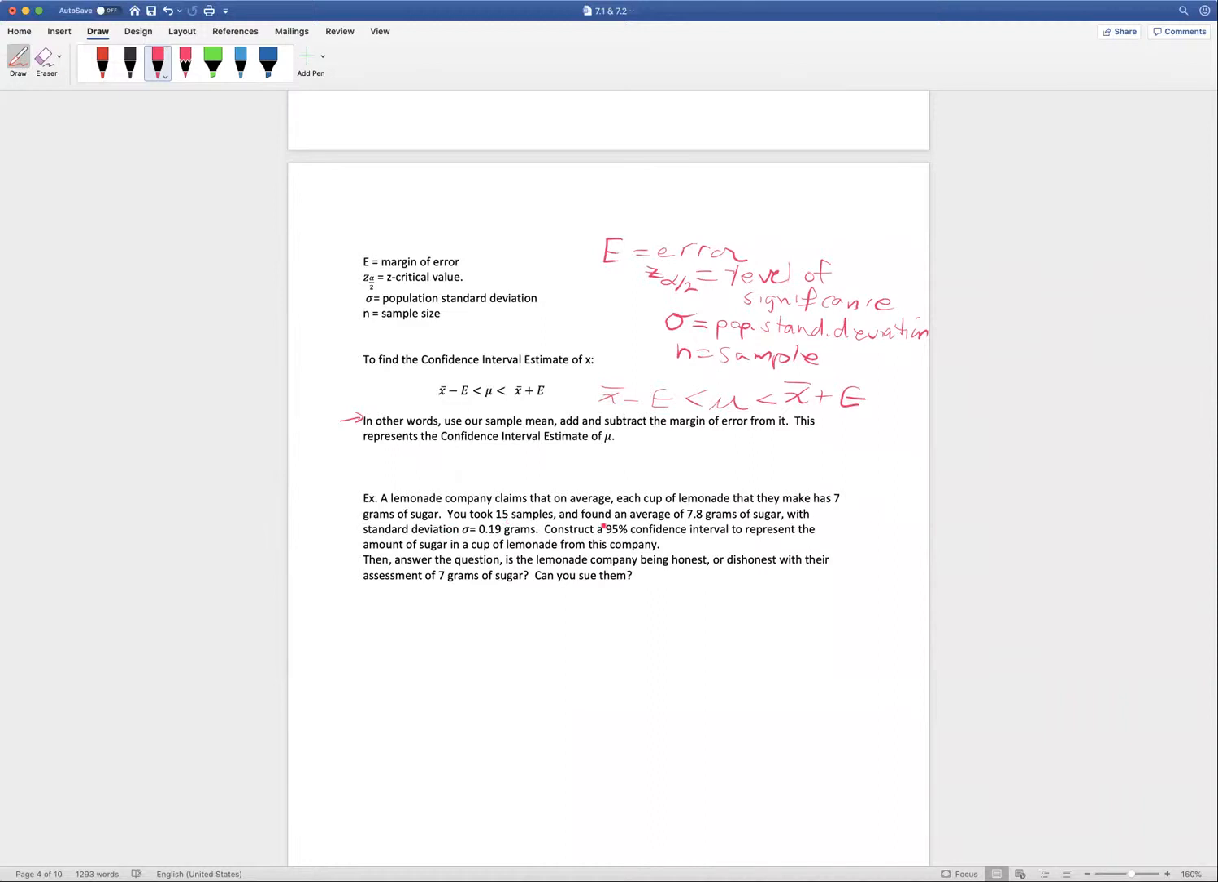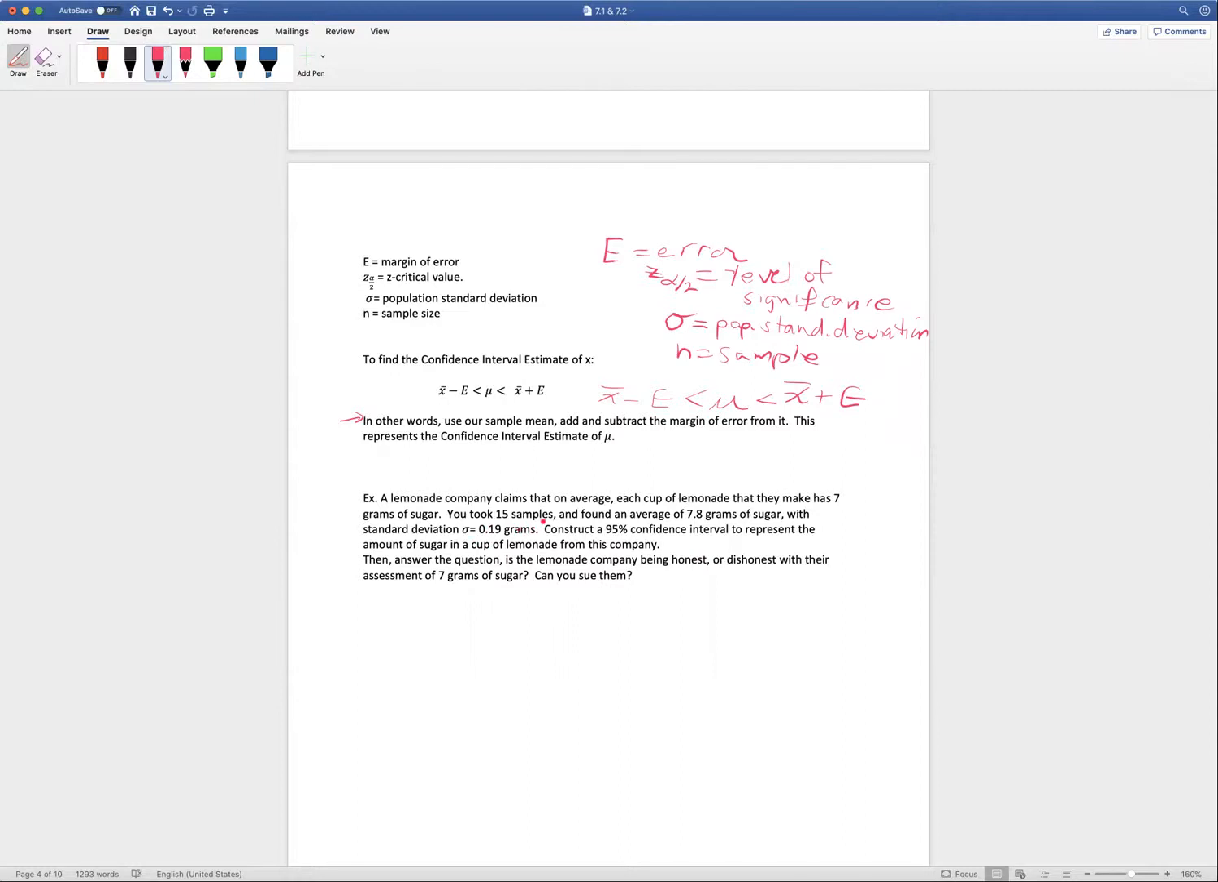So we take 15 samples and find an average of 7.8 grams of sugar with standard deviation sigma equal to 0.19 grams. Construct a 95%, and again, we have to say somewhere in here that the sugar is normally distributed, so that will be in your homework. I just forgot to put it in this example. Let's construct a 95% confidence interval to represent the amount of sugar in a cup of lemonade from this company.